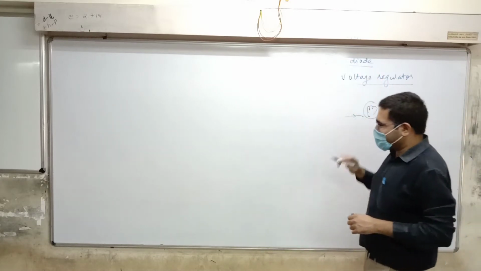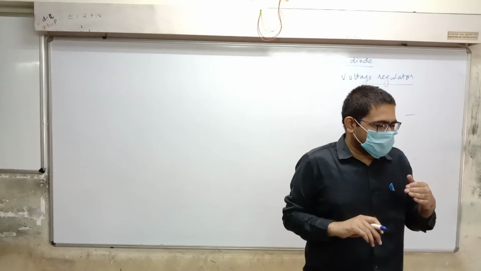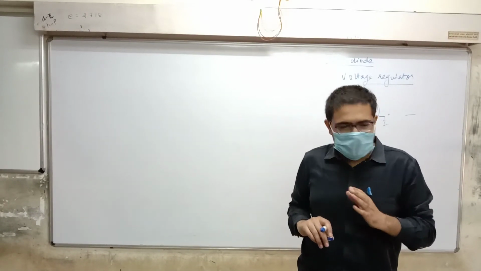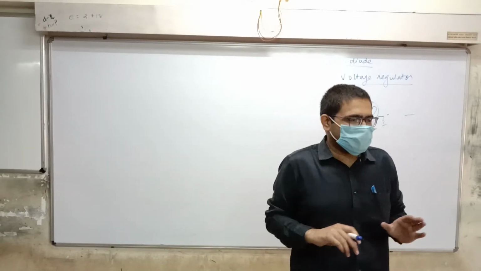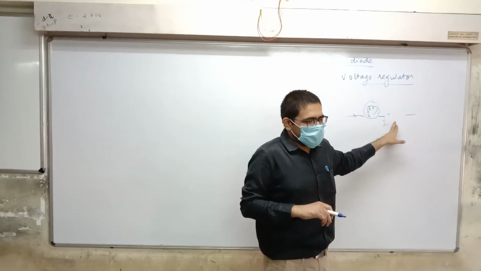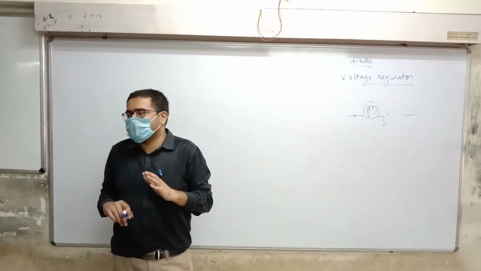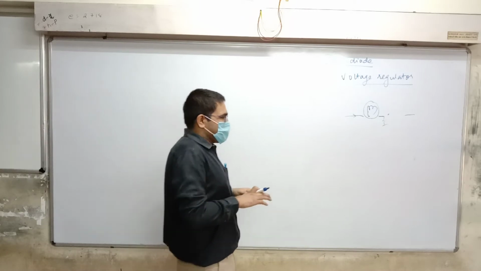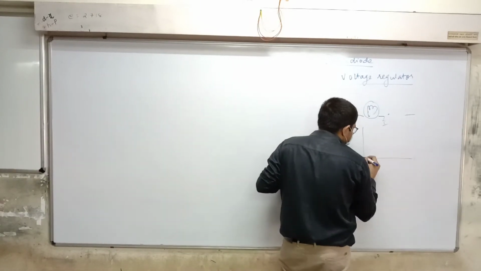Now, a Zener diode is actually a similar thing, but instead of controlling the current, it controls the voltage. So it is supposed to be connected in parallel only. A fuse should always be connected in series, and a Zener diode should be connected in parallel to whatever you want to protect. Now, what's the basic idea of the working of a Zener diode? It's all based on its characteristics.